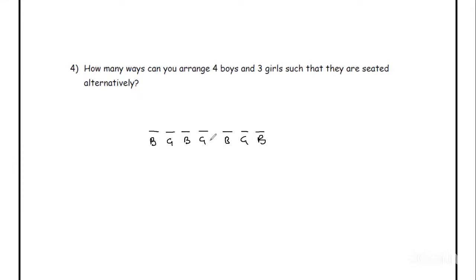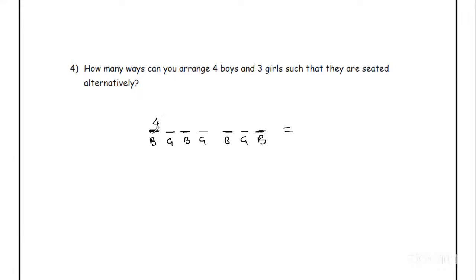So the question is, is there any other way we can have them seated alternatively? I don't think so, because if you have to go boy, girl, then that's the only way you can have an answer. So therefore, suppose there are 4 dashes for the 4 boys, then any of the 4 can be seated out here.